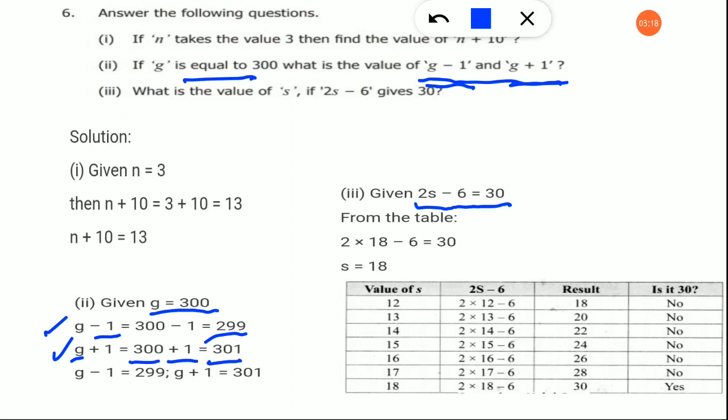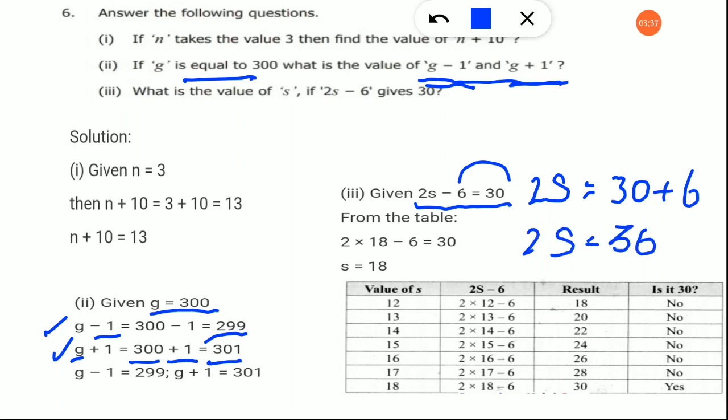So just watch this. You are going to keep this 2s on one side and then take this minus 6 to the other side. So 30 minus 6, when it comes to the opposite side, what will happen? It will become plus 6. Okay. So 2s is equal to 36. And then this is 2 into s. So s is equal to, you are going to take this 2 to the opposite side. When it is a multiplication sign, when it moves to the opposite side, it will become a division. And when it is subtraction, when it moves to the other side, it will become positive.